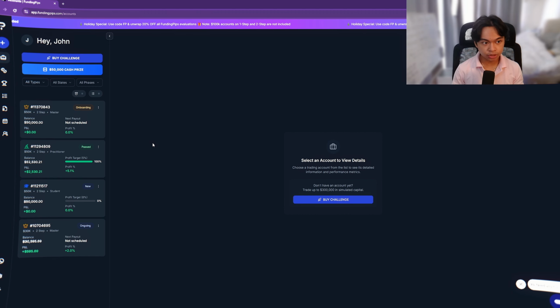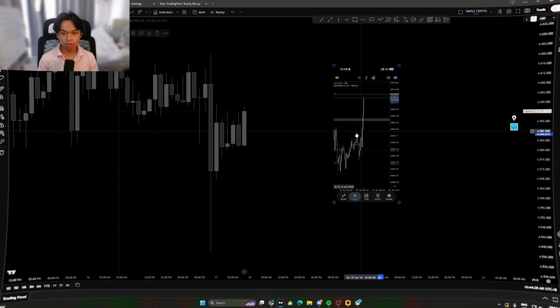Now we're in the Funding Pips dashboard. You can see that we still have every single account over here. Let me just refresh the page for you guys to understand what's going on. And there we go, page is refreshed. And yeah, we're pretty much cooking. So let's take a look over here, ladies and gentlemen.